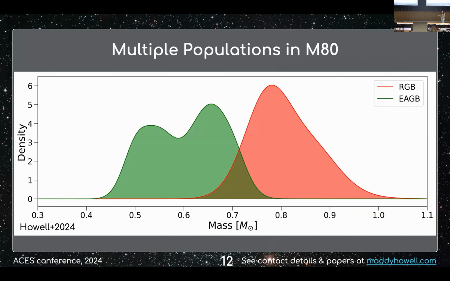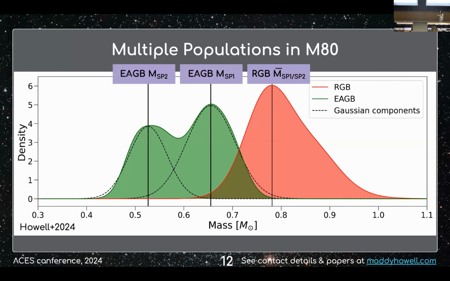I'm only going to show my results from one cluster today, but it is the most exciting cluster. This is the mass distribution for my cluster M80, where I show RGB masses in red and early AGB masses in green. One thing you can see is that in the RGB, we are only detecting one peak. And that's because the mass difference between the subpopulations on the RGB is quite small, so it's actually within our uncertainties. However, in the early AGB distribution, we clearly detect a bimodal distribution, which is very exciting to see.